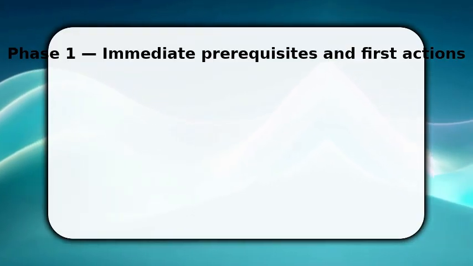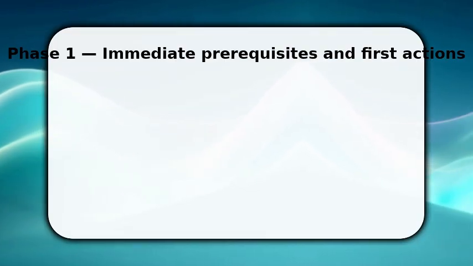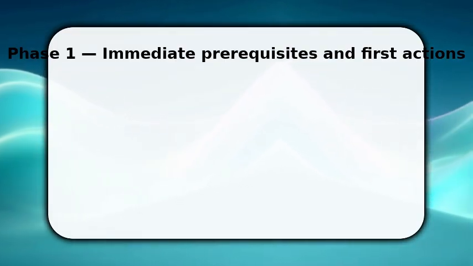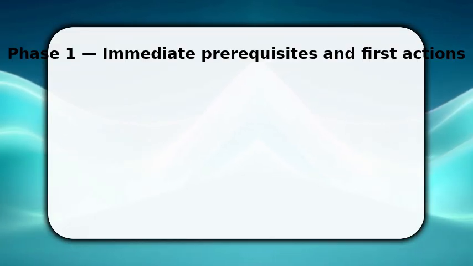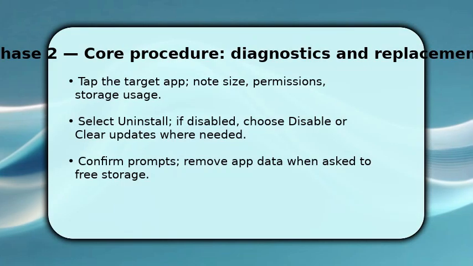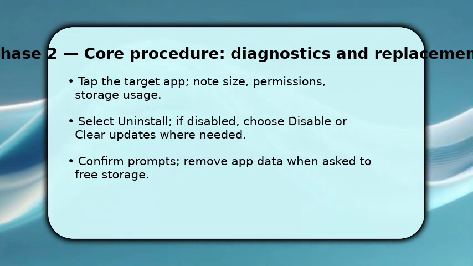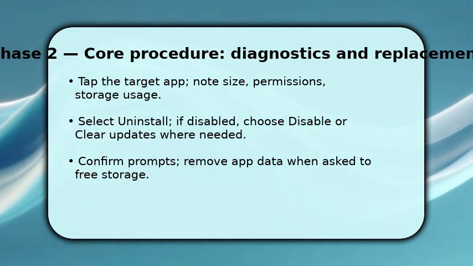You're doing this to avoid uninstalling the wrong item, so scan the list quickly and tap the exact app name you intend to remove. Now tap the app to open its details and check storage and permissions. That explains why it may need extra steps.